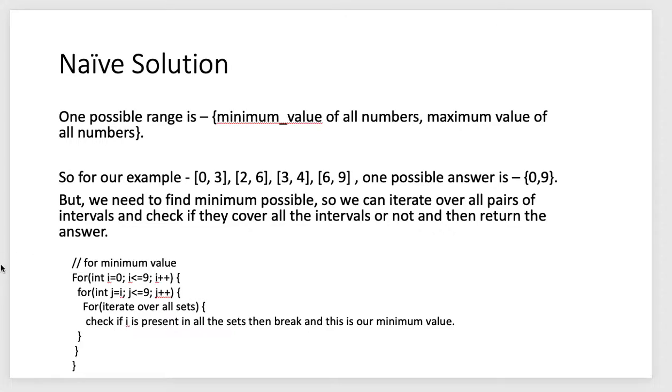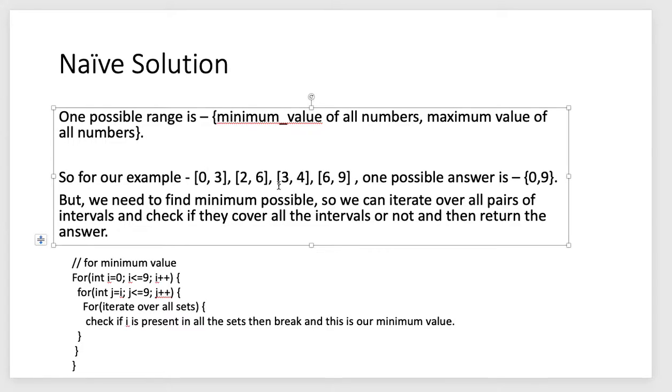Obviously a naive solution is we basically have this range. Now the minimum of all the start values, which is 0 for the intervals, and the maximum of all the end values of the intervals, which is 9. So 0 comma 9 is one possible range, which is for sure an answer, but it's of size 10, and we need to find the minimum possible, right?